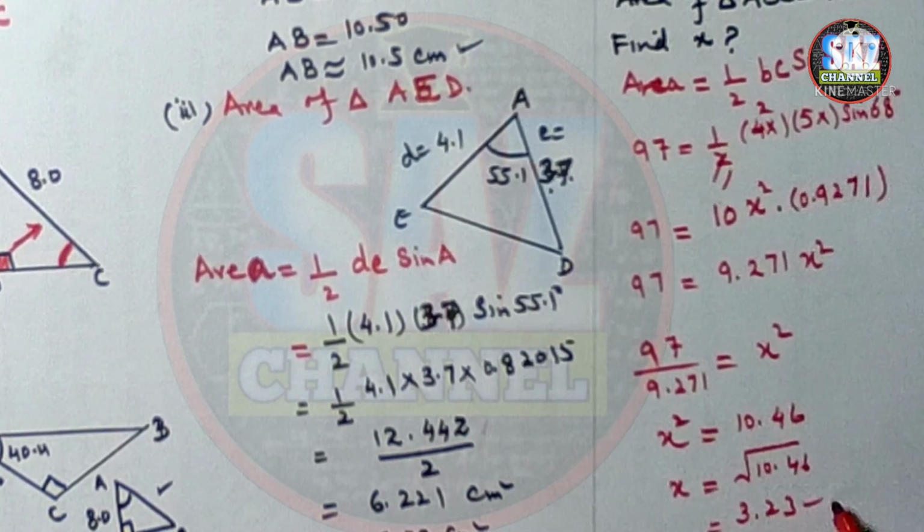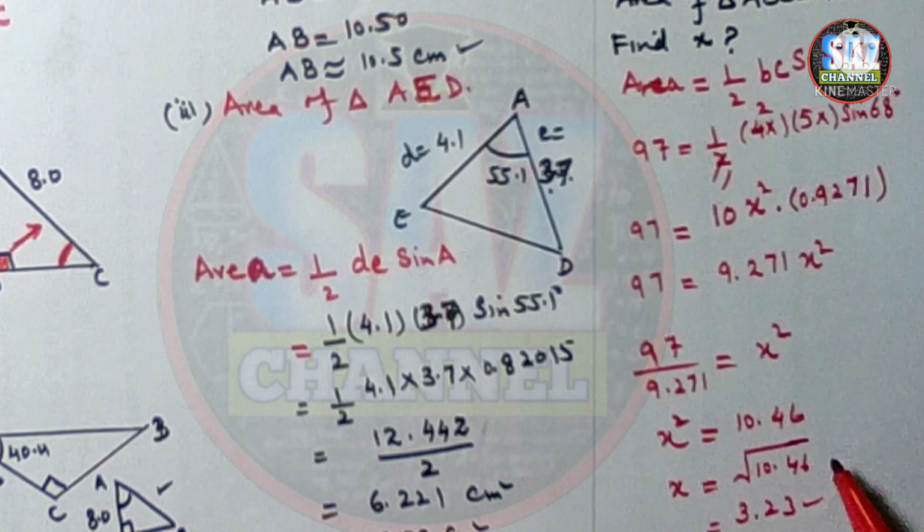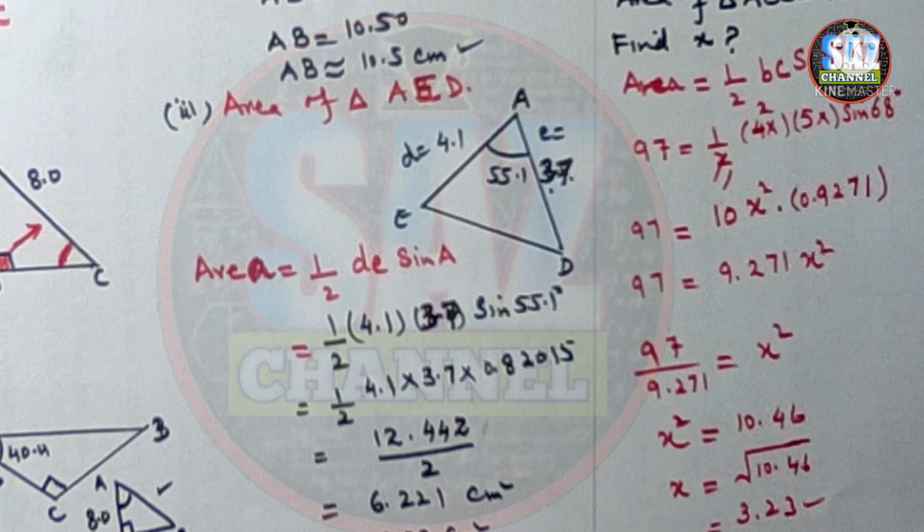x equals 3.23. As we are taking the square root, we will have two roots, positive and negative, but as x is the length, we are not going to take the negative value. So x, which is the requirement of the question, is 3.23 centimeters.